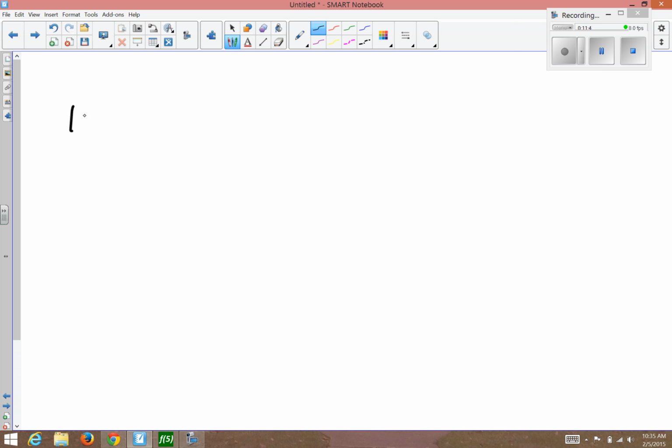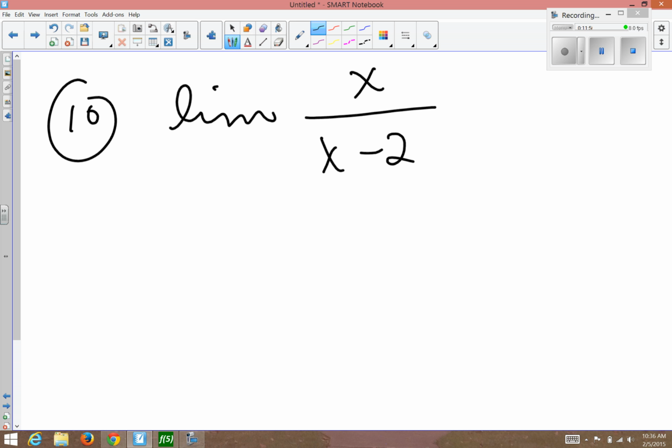Number 10, still on page 71. It says limit of x over x minus 2 as x approaches 2. And notice there's a little minus sign after the 2. That means we say x approaches 2 from the left. If we just plug in 2, we'll have 2 over 0. 2 over 0 is impossible.